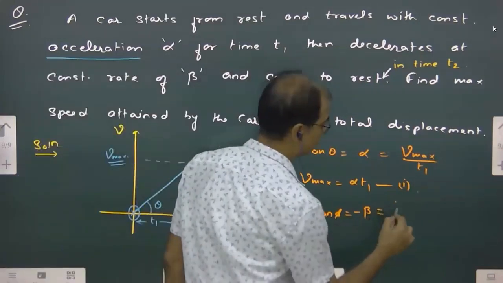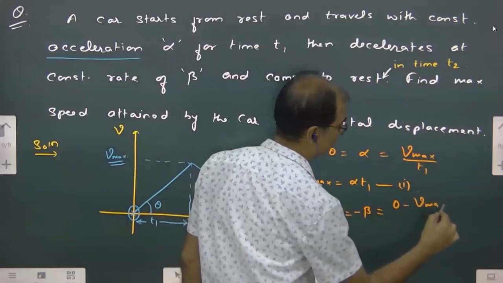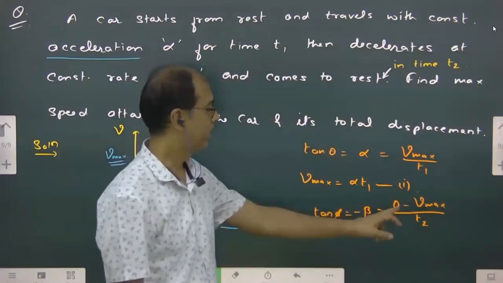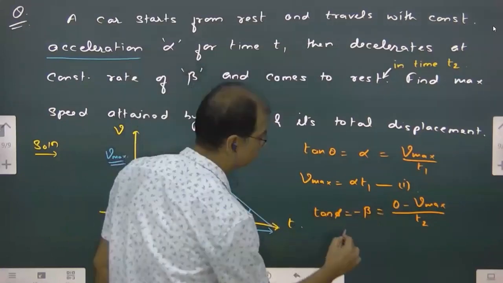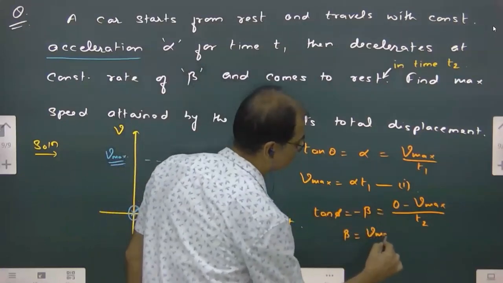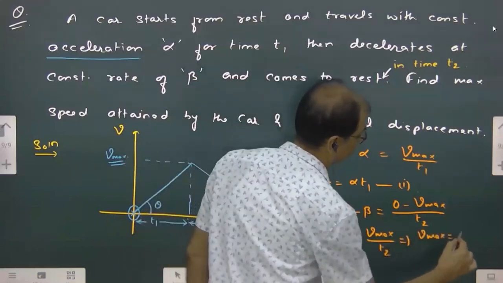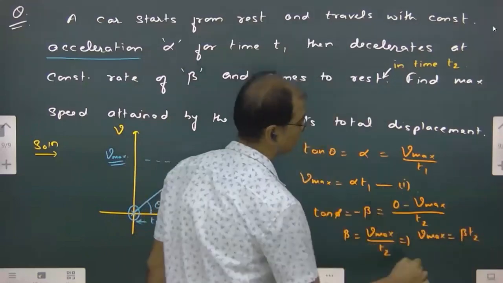So 0 minus V max by T. Okay, so then what? Minus minus get cancelled. So beta equal to V max by T. So V max is actually beta T2 also. That's why we didn't write alpha T1 as the answer.